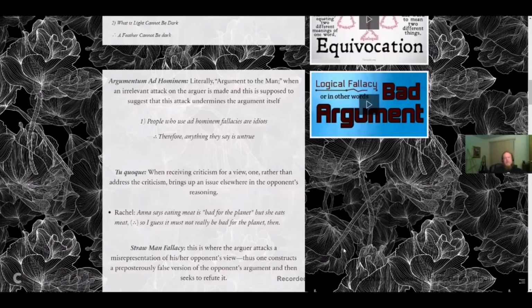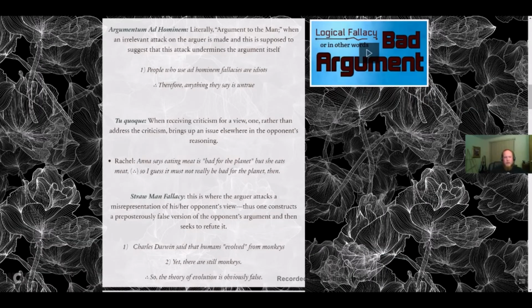Here's another informal fallacy: argumentum ad hominem. Literally, an argument to the man. I prefer to call it an attack on the person, though that's not what it literally means. It's when an irrelevant attack on the arguer is made that is supposed to suggest that this attack undermines the argument itself. So what you do is you just make fun of the other person.